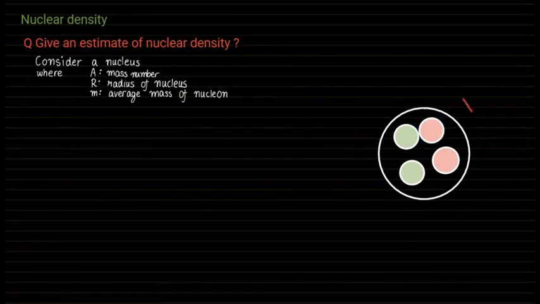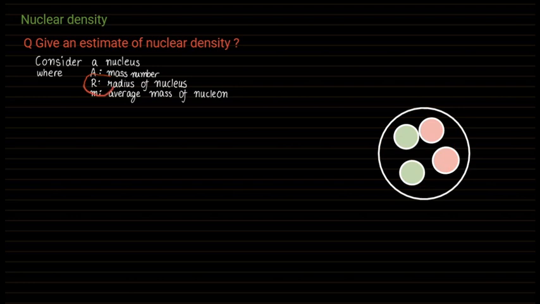So now consider a nucleus. Inside the nucleus you have nucleons. Let it be a neutron or a proton. For now just consider it as a nucleon. It doesn't matter whether it's a proton or a neutron. Now this nucleus has some mass number. The mass number means the total number of nucleons. In our case 1, 2, 3, 4. The mass number is 4. This mass number is represented by A.